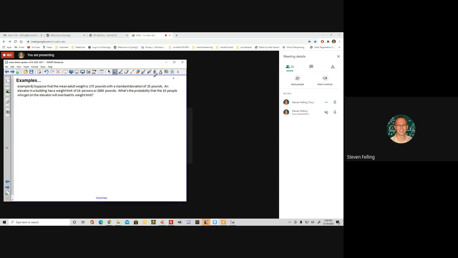Okay, an elevator in a building has a weight limit of 10 persons or 2,000 pounds. So you can put 10 people on it, but you don't want to exceed 2,000 pounds total. What's the probability that if I put 10 people on, that they will overload the weight limit? Okay, so how can we use the stuff from this part of the problem to realize this, right? Well, first thing we might ask ourselves is this a proportion problem or a mean problem? Right, so I've got some things here. They give me the word mean here, and this seems to be not about yes or no things, but about numbers. So this is definitely a means problem.